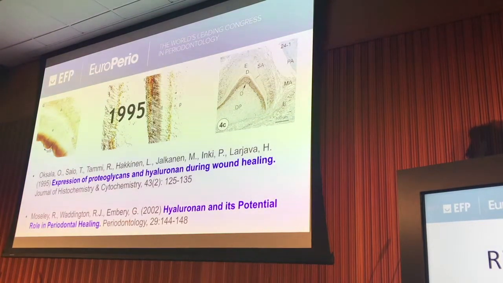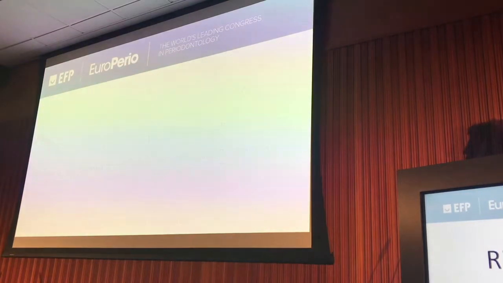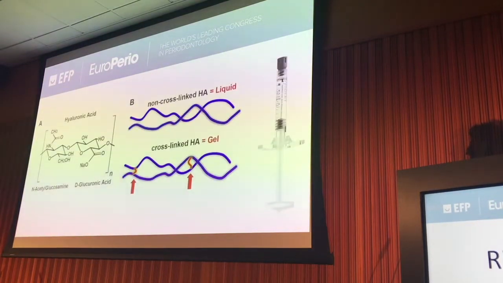But around the year 2000, hyaluronic acid started being researched for its potential role in periodontal wound healing, okay? And the other thing that I always say is that when it comes to regenerative agents, you will not believe how long it takes from when a researcher discovers a new molecule that might work in tissue regeneration to when it actually gets to clinics, okay? It takes years and years, and it's just to show you that since 2002, people have been doing research on this field here.